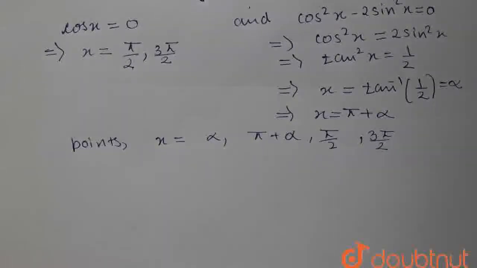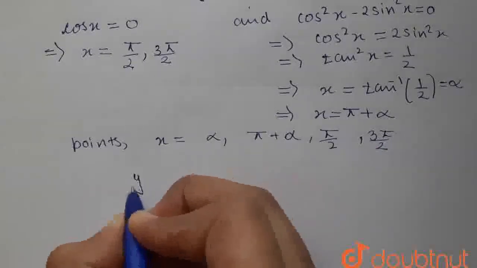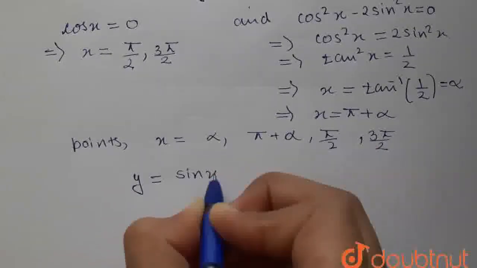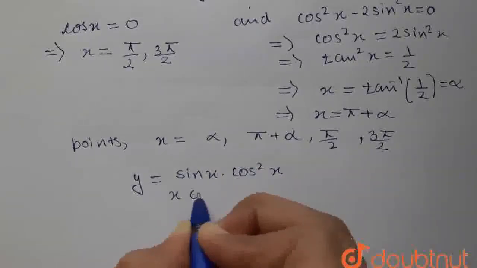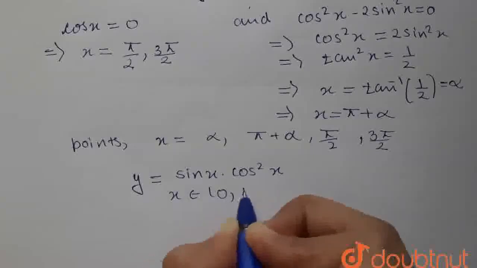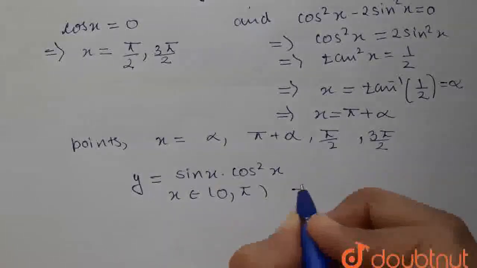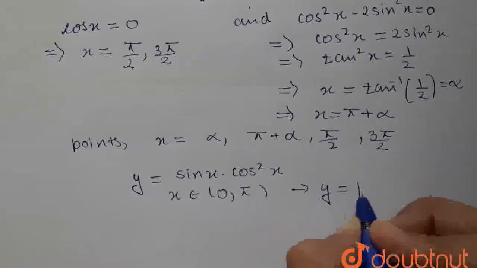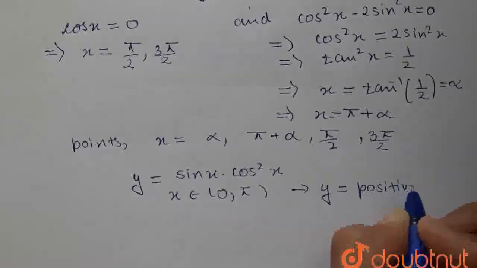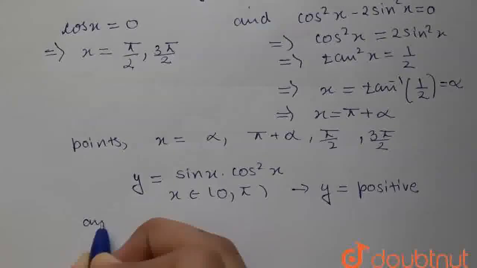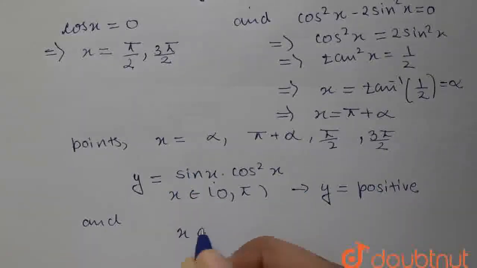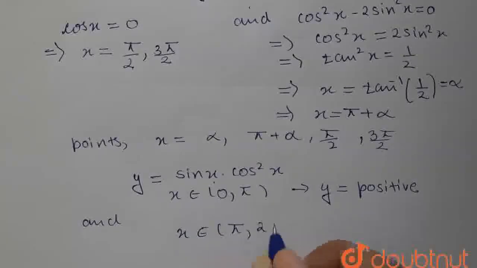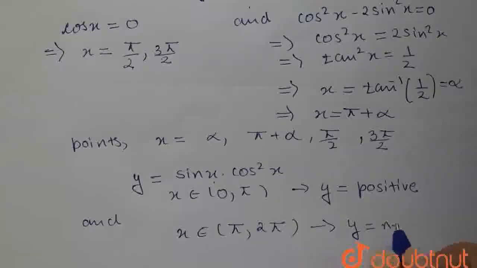So finally we can say that for y is equal to sin x into cos square x, when x belongs to 0 to pi, the value for y will be what? Positive. And for y is equal to sin x cos square x, x belongs to pi to 2 pi, the value for y will be negative.